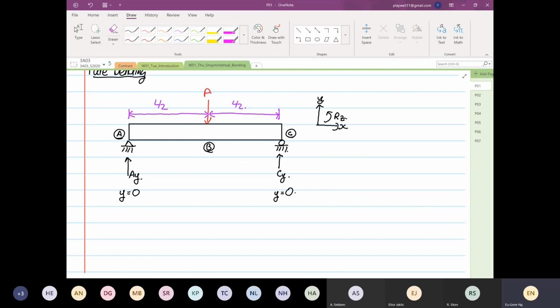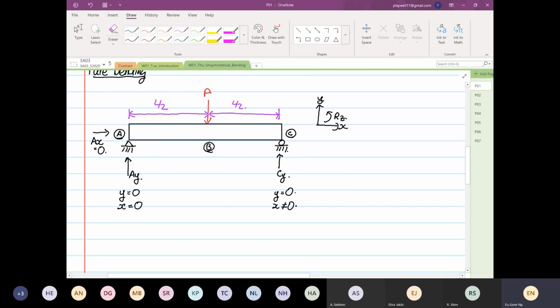Whereas over here, from how it's supported, X displacement is equal to 0 at point A, but at point C we have a roller, so X displacement is not equal to 0. So if you are to complete a free body diagram, we should in fact draw an arrow over here to say that this is AX. But we know from this diagram there is no X component, so we say that AX is in fact equal to 0.